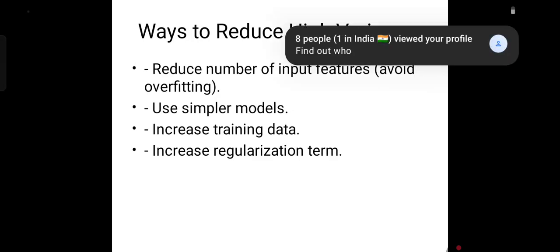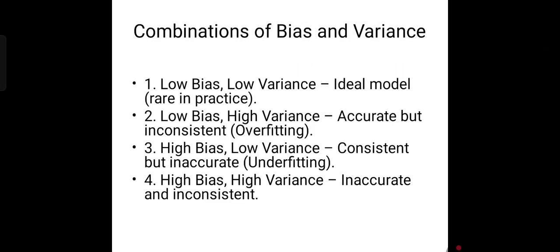Next, about the combination of bias and variance, there are four possible combinations: low bias, low variance; low bias, high variance; high bias, low variance; and high bias, high variance. Low bias, low variance means this is the ideal model but very rare. Low bias, high variance means the model is accurate but inconsistent. This is overfitting. High bias, low variance means it is consistent but inaccurate. This is called underfitting. And high bias, high variance is the worst case scenario, inaccurate and inconsistent.